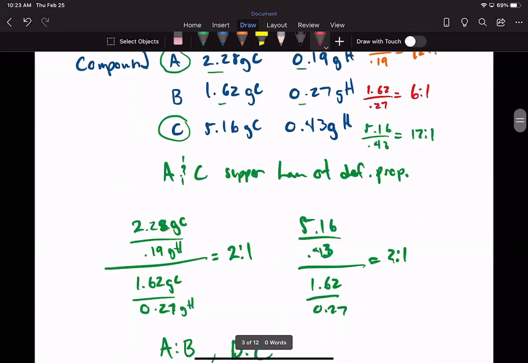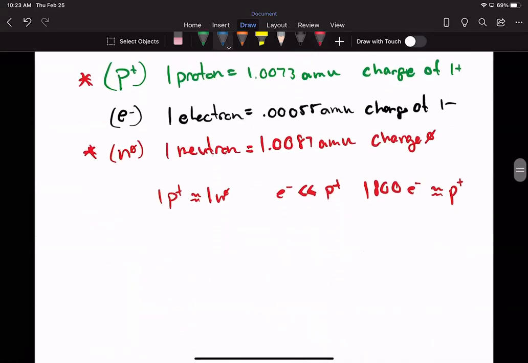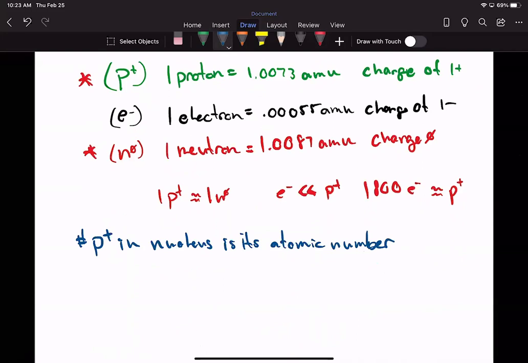So the number of protons in the nucleus is also its atomic number, right? And we use a symbol of Z for this. So Z represents the atomic number, right?